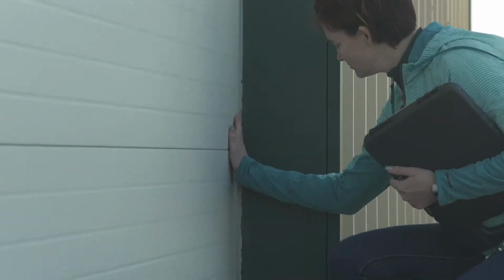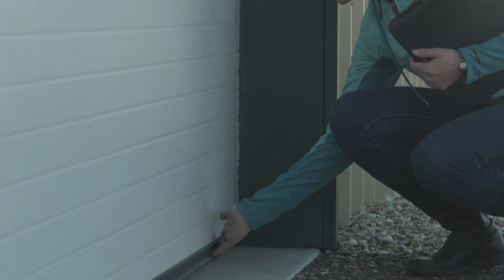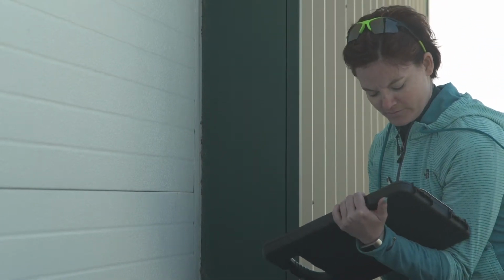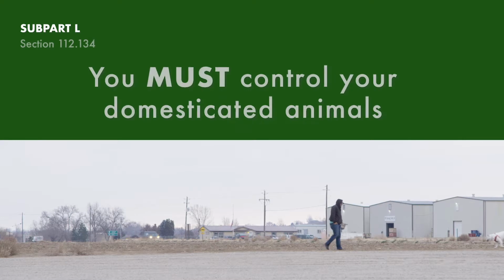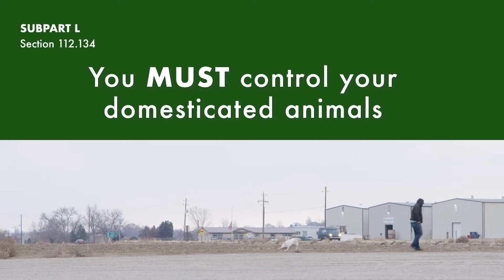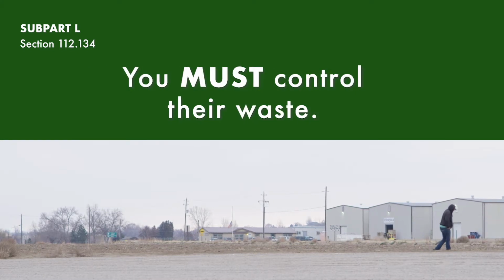Visually inspect the area for harborage of animals, and if your packing area is in a fully enclosed building, check the exterior of the building for ways animals and pests can enter. Last but not least, you must control your domesticated animals from contaminating covered produce. If you have domesticated animals, you must control their waste.